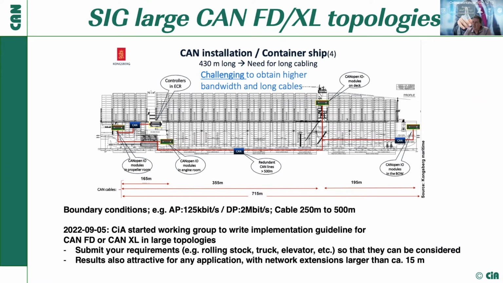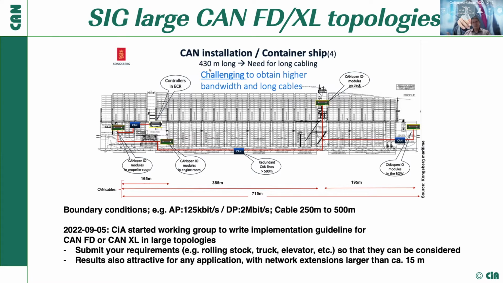The people from Kongsberg presented their use cases and boundary conditions: the arbitration phase communication speed, the data phase communication speed, and network lengths of about 250 to 500 meters. Under which boundary conditions can we make CAN FD work here? They also want to use CANopen FD and its functions. In this research project, in a CiA working group called the SIG large CAN FD, CAN XL topologies, we are summarizing these boundary conditions.